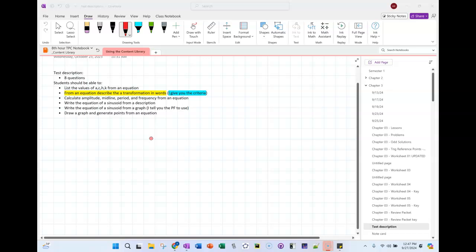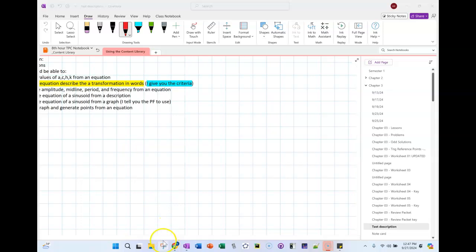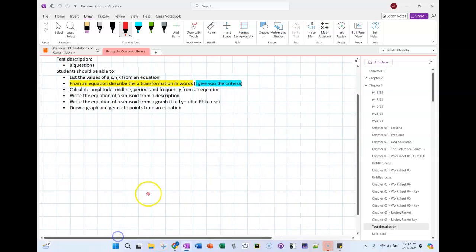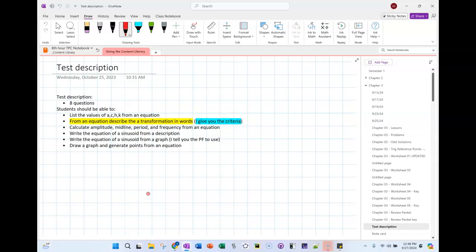Test format. Things that you'll be asked to do. You should be able to list the values for A, C, H, and K from an equation. Based on the homework quizzes, we're a little shaky on that, particularly with the C. You had to remember that that's the reciprocal of what it looks like in the formula. Probably would have made some mistakes on the H as well, but there wasn't an H in the homework quiz problem, so you got bailed out there. But make sure you're good on doing that.